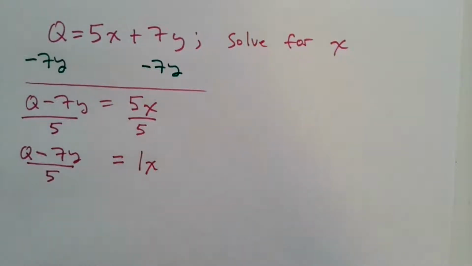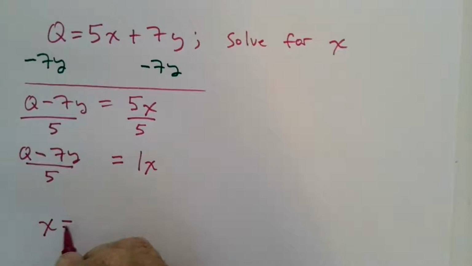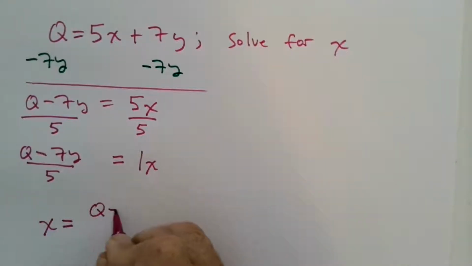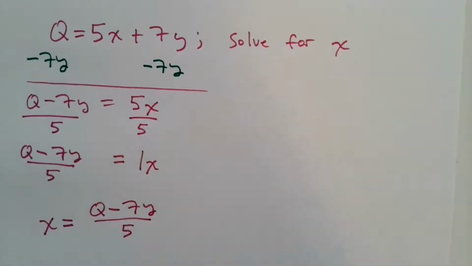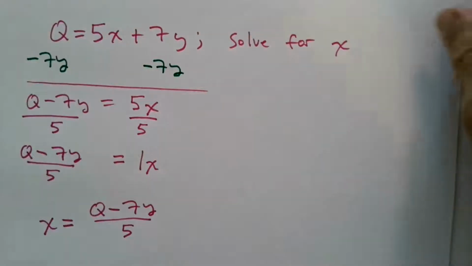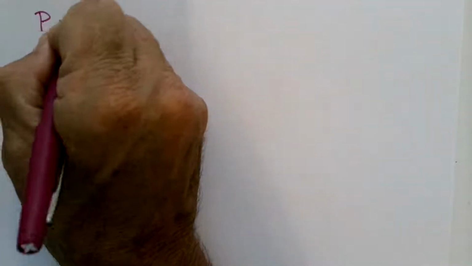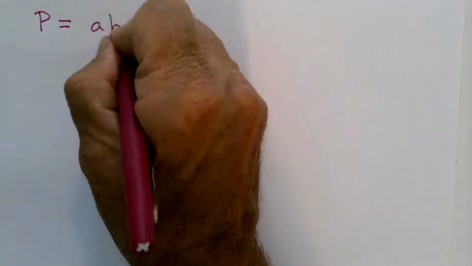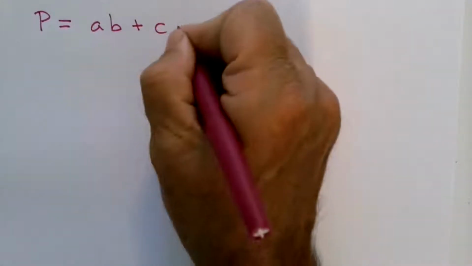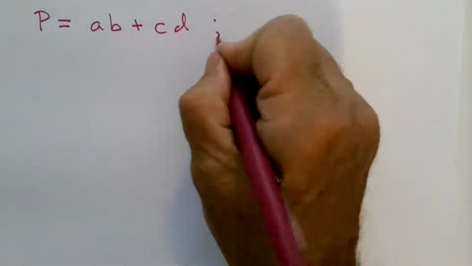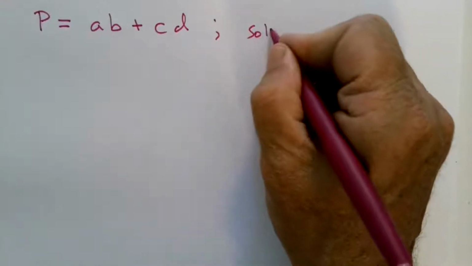I prefer to write the x on the left, so for my final answer, I will write x equals q minus 7y over 5. So you'll notice there were 3 letters, 3 variables in that equation. I could have more. So for our next example, let's look at P equals AB plus CD, and this time I'm going to say solve for C.